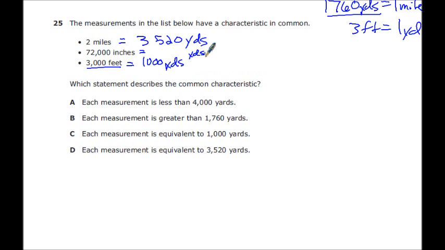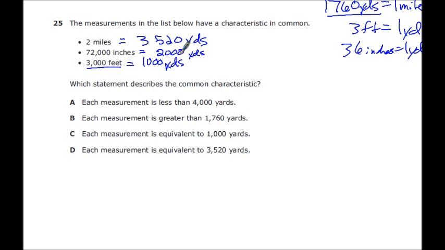Well, I know that there are 12 inches in a foot and 3 feet in a yard, so that means there are 36 inches in 1 yard. So I have 72,000 here, and I'm going to divide that by 36. I get 2,000 yards. So I'm going to go through each of my statements here.